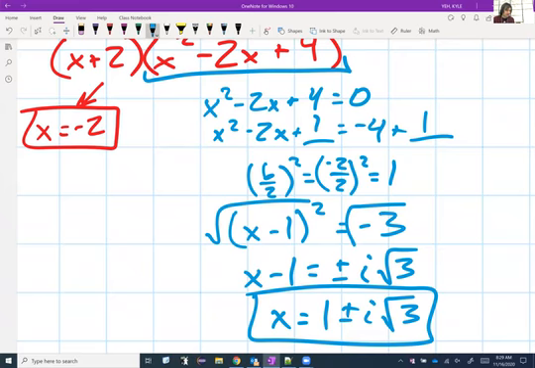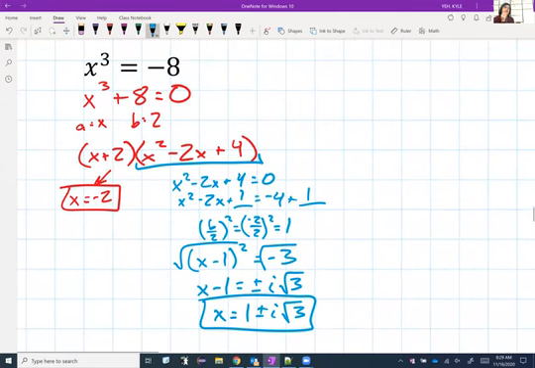And so if you look at this problem, we do have 3 solutions now. We have negative 2 in red. We have 1 plus i root 3, that's a complex solution. It uses that imaginary number. And we have 1 minus i root 3, also a complex solution. But those are my 3 solutions for this x cubed that I knew I needed to find.